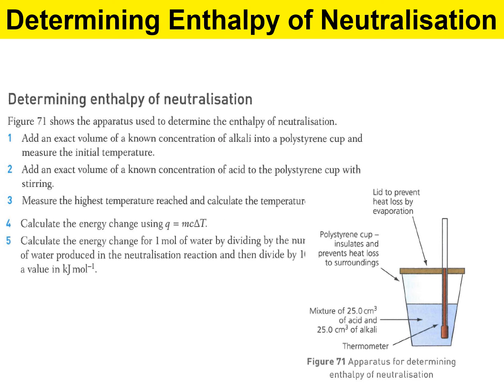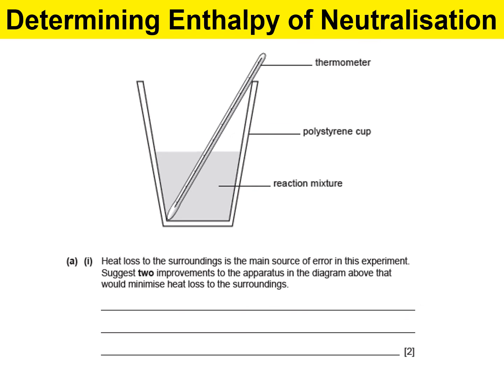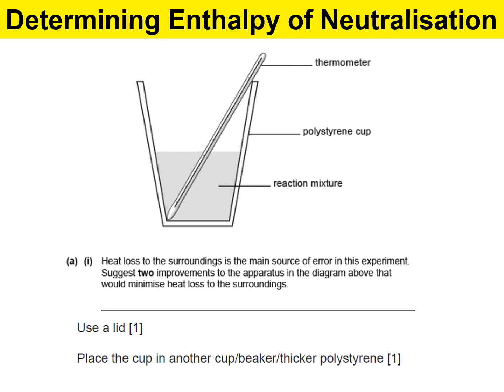The enthalpy change for neutralization can be directly measured using the apparatus shown on the slide. Polystyrene cups are used as calorimeters as they are excellent insulators and have a low specific heat capacity. A common exam question is shown on the slide. So you can see the apparatus for measuring the enthalpy of neutralization, and it asks you to suggest 2 improvements to the apparatus. And these would be, first of all, using a lid to prevent heat loss, and also placing the cup in another cup or beaker, or using thicker polystyrene, again, to prevent heat loss.